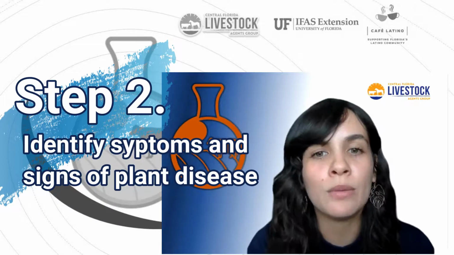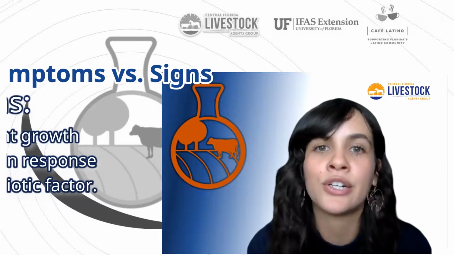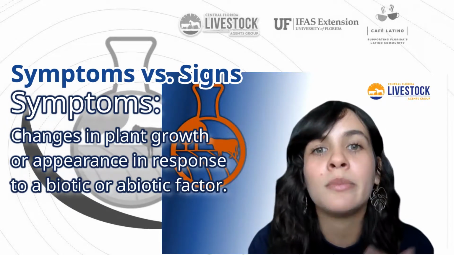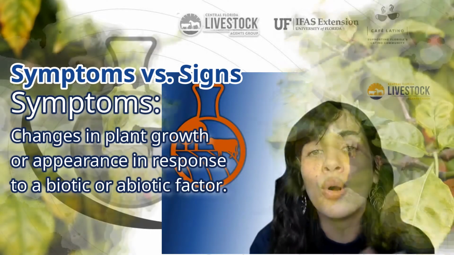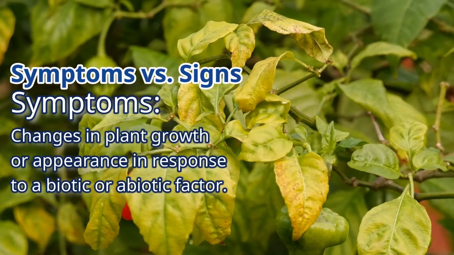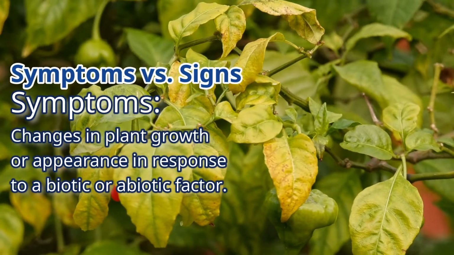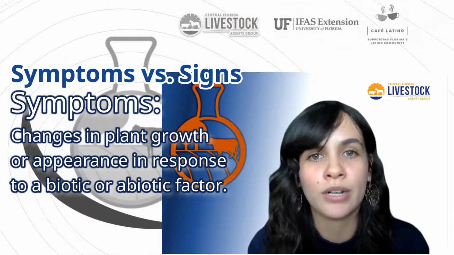First, before we move on to show you a few images of this, I want to define some basic terms. So when we talk about symptoms, we mean changes in plant growth or appearance in response to abiotic or biotic factors. This could be alteration of normal appearance, necrosis or death of plants, overdevelopment or underdevelopment of tissues and organs.